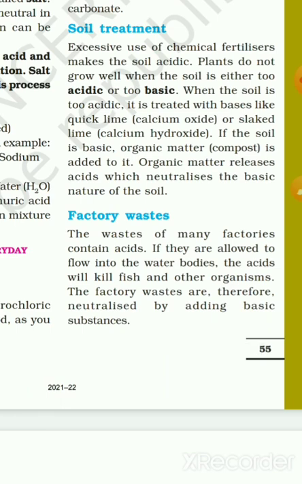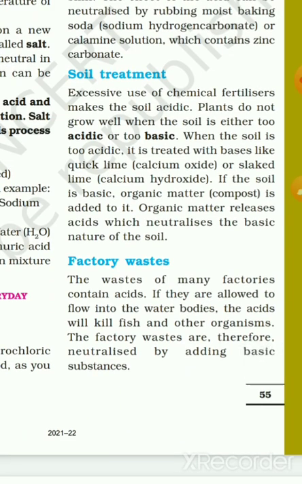Next is factory waste. As human beings, we need materials to survive. These materials are made in factories, so there might be waste products. The waste products are dumped in rivers and seas, but the waste contains major acids and bases, so we should first neutralize these acids and bases and only then release it into the water.